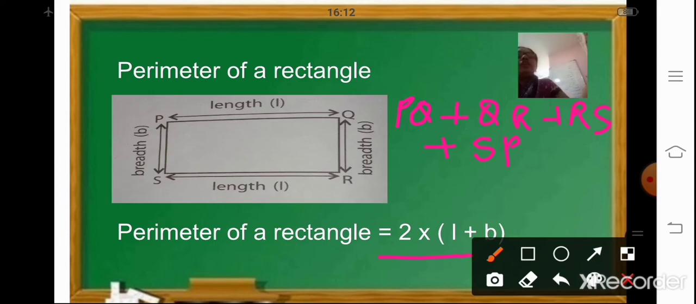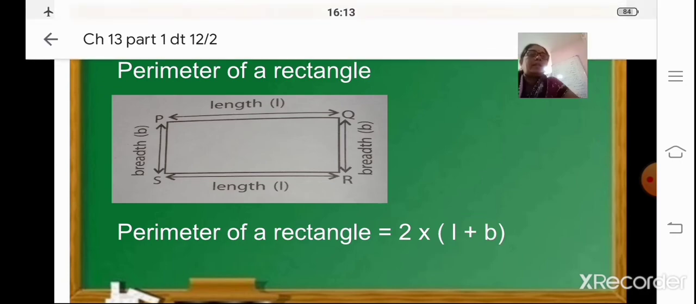Now if the length of the rectangle is 6 centimeter, obviously the other side also will be 6. And if the breadth is 4 centimeter, the other side also will be 4. So the longer side of a rectangle is called the length and the shorter side is called the breadth. Both the opposite sides of a rectangle are equal. So we will be adding 2 times length and 2 times breadth. So when we write the formula, we will write it as 2 into length plus breadth.